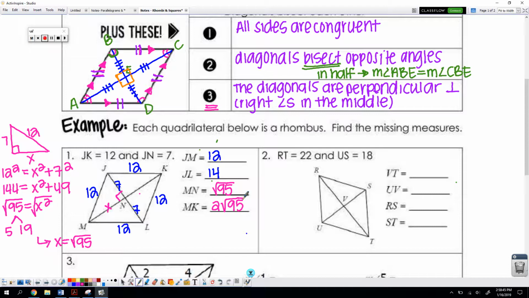All right. Now I'm going to pause, and let's go through and mark everything we know in the second example.